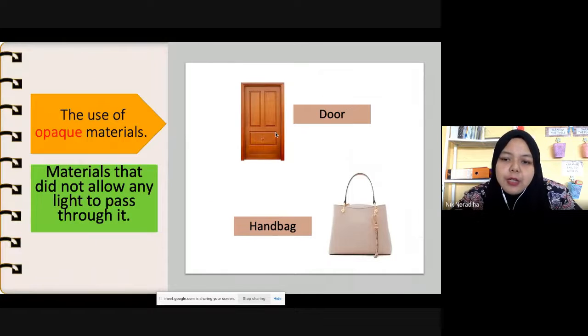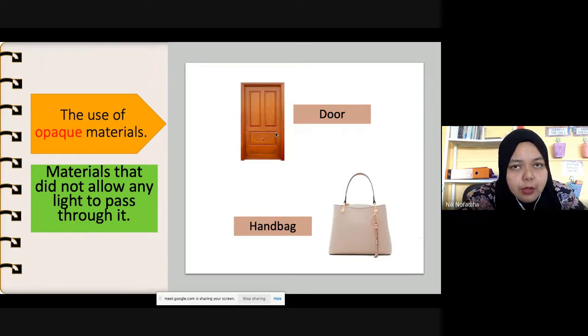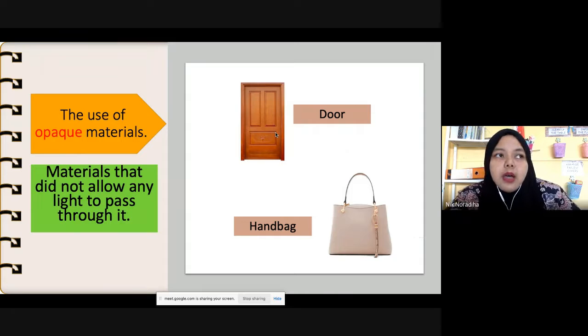And then the last one, opaque material. Some of the examples we use for opaque material is our door. Okay, door because we want our door to give us privacy. We don't want someone to pass by our house or our room and see what we are doing inside the room. Okay, so we want privacy. We can use opaque objects to create the door, or we can choose the door at our house or our room from opaque materials.